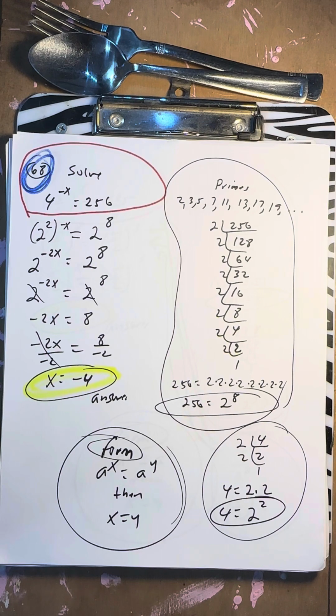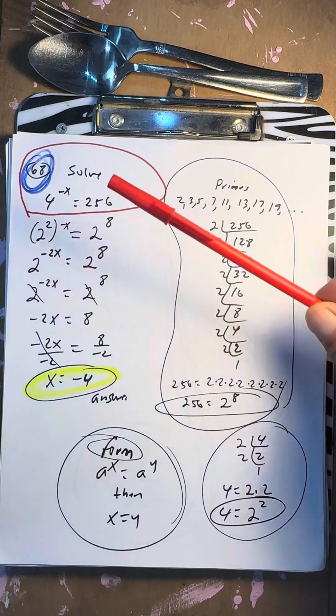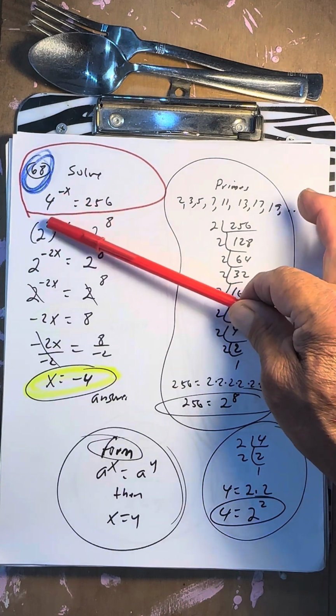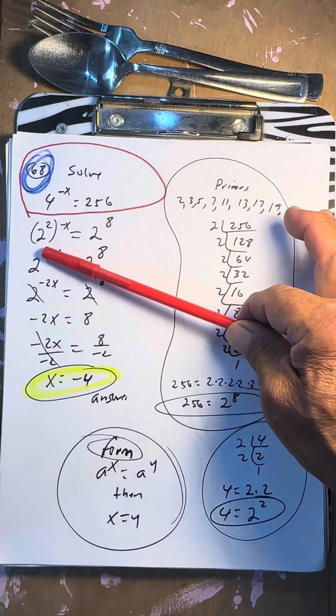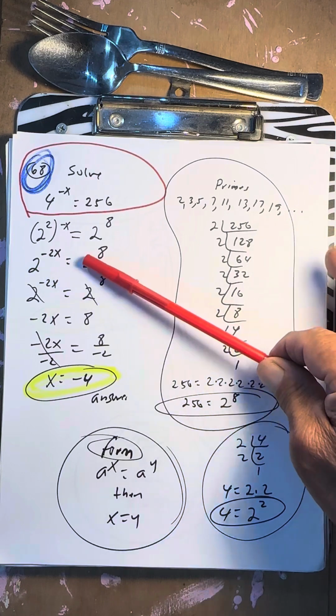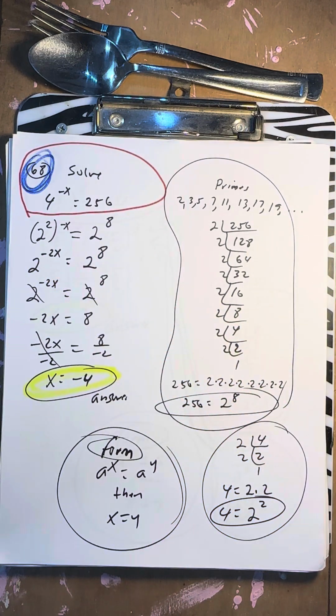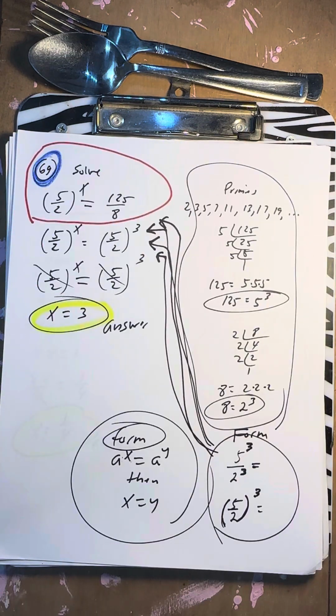Okay. Also the 4, I broke it up too. See right there? 2 times 2 divides that, 2 divides that. So this one, it was 2 to the 2 power is 4. And then this was 2 to the negative 2x. The 2's matched right there. Now they match. I can do that part. That's right there. Okay. All right.